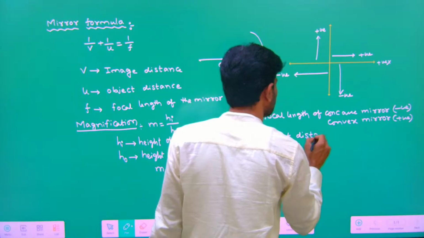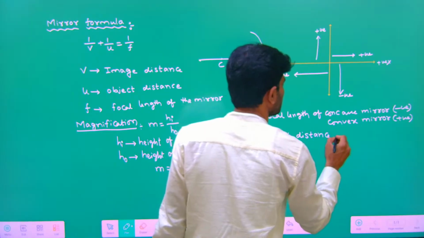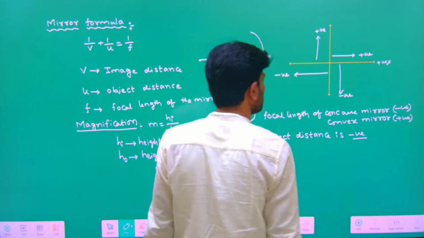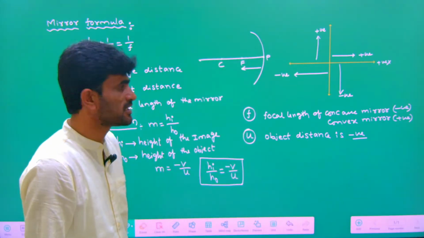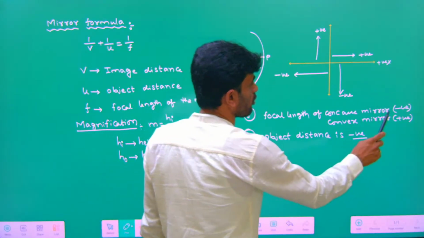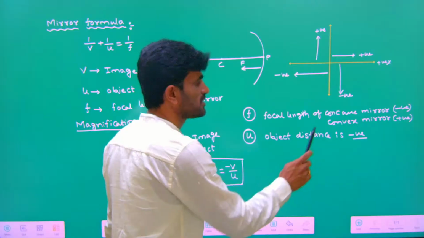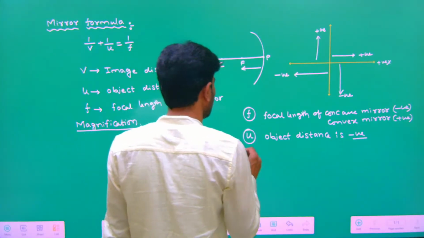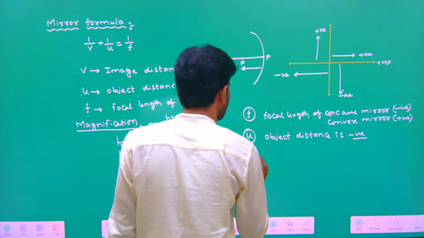Object distance is always negative. You have to take object distance as negative. So you have to remember: focal length of concave mirror negative, focal length of convex mirror positive. Object distance, in any case, is always negative. Now coming to image distance.